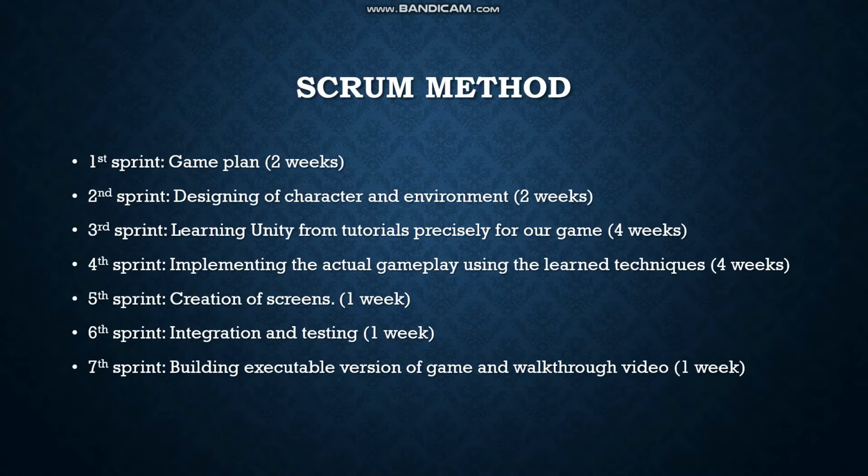We have total 7 sprints. In the first sprint, we decided the game plan. In the second sprint, we designed our characters and the environment for the game. In the third sprint, we started learning Unity software from the tutorials which were precised for our game. In the fourth sprint, we started implementing the actual gameplay using the techniques that we learned from the tutorials.